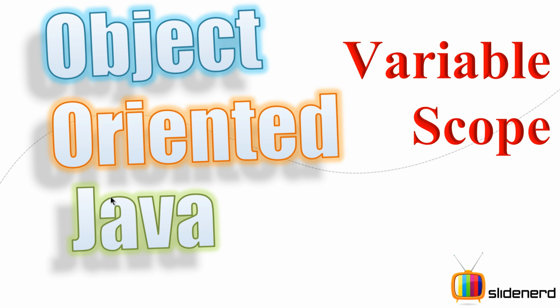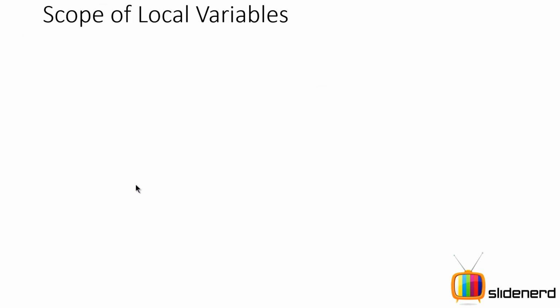In this video, I'm going to talk about variable scope in Java. So first question, what is variable scope? Variable scope means the lifetime of a variable. In other words, if you declare a variable somewhere in your code, where you can use it and where you cannot use it. So let's talk about that.